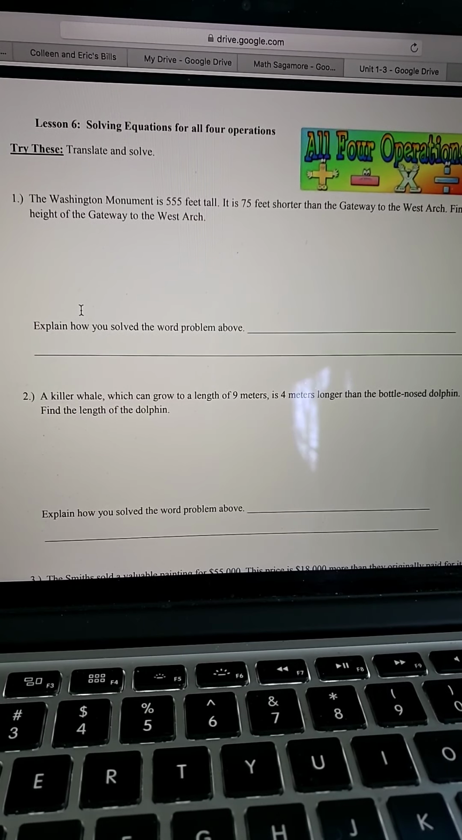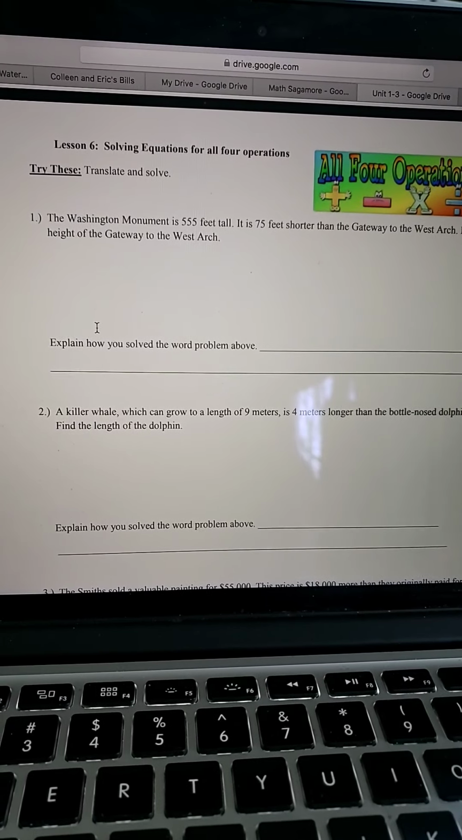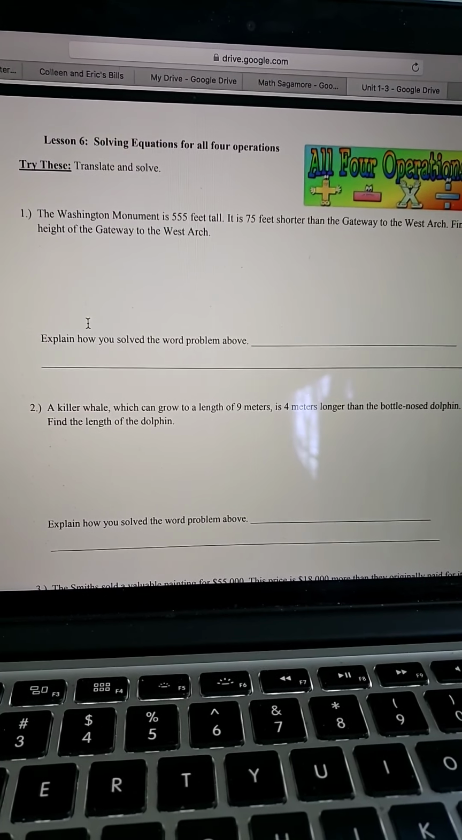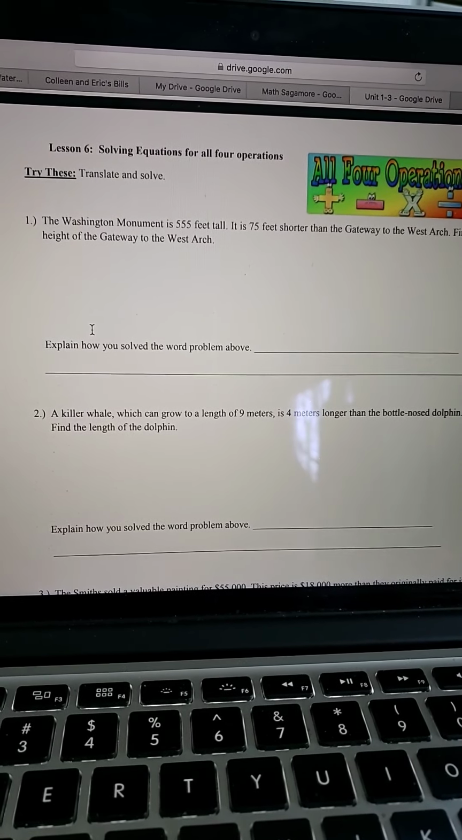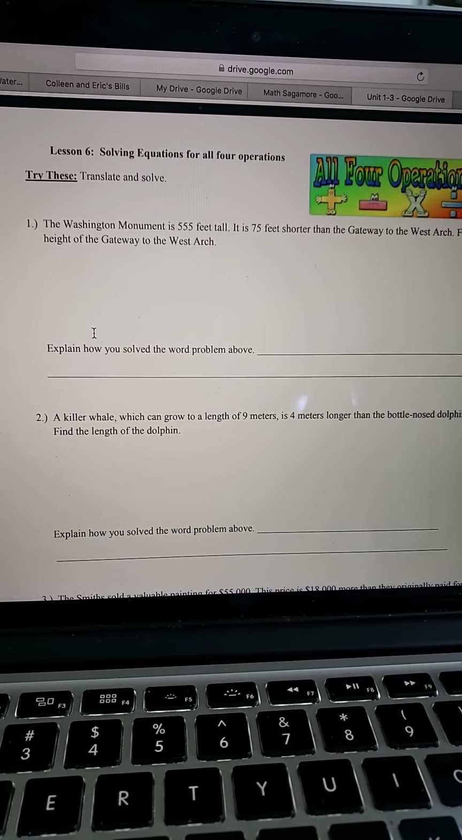What I'd like you to do, if possible, is have a piece of white lined paper out, computer paper, something, a journal, and try to keep all of your work in that. Then on our very first day of school, we'll have that all out on our desks, and I'll be able to collect it and see how you did.